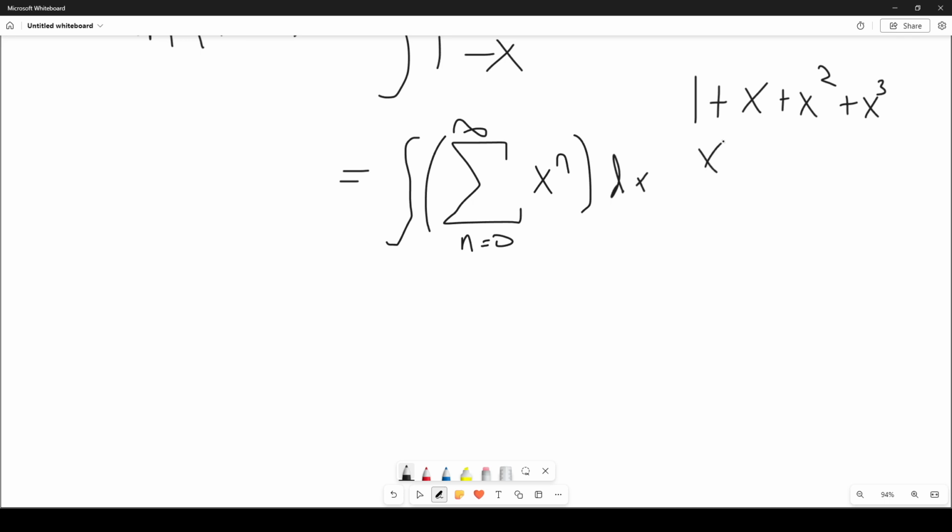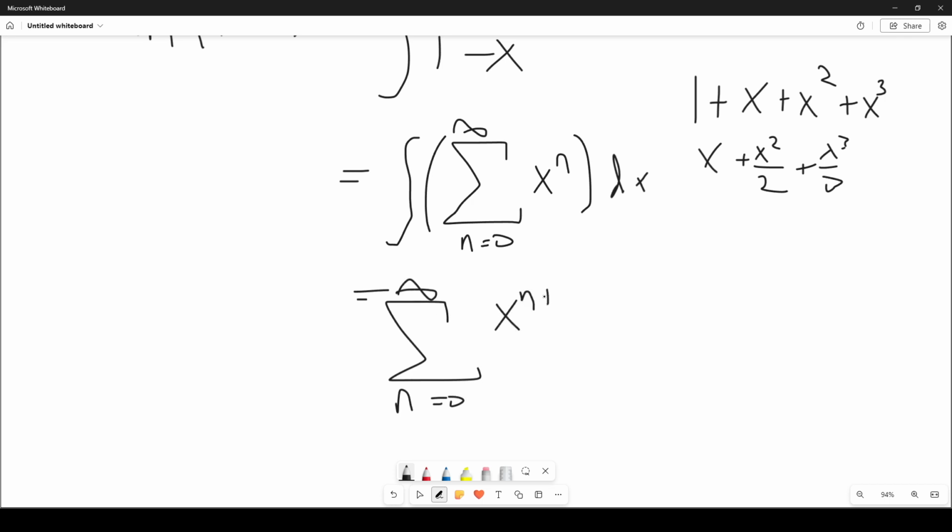1 goes to x, x goes to x squared over 2, x squared goes to x cubed over 3, and so on and so on. So we get that this is actually just equal to the sum from n equals 0 to infinity of x to the n plus 1 over n plus 1. And don't forget that there is still a plus c. And we'll figure that out in a second.